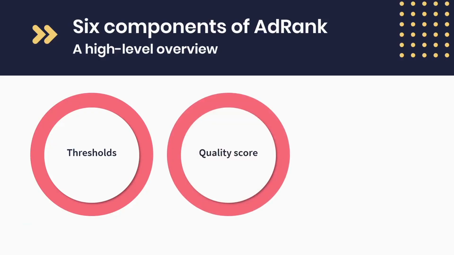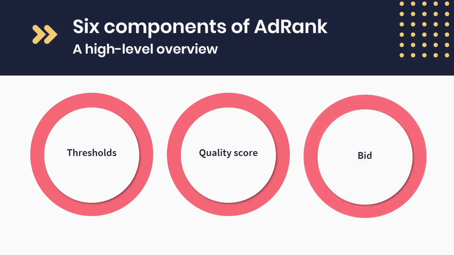Then there is quality score, and this is related to your keywords, your ads, and your landing pages. We'll spend more time on that just now. And then your bid is a factor as well. Your bid is essentially saying to Google that this is the maximum I'm willing to pay per click. And that would have an effect, of course, on where you rank.